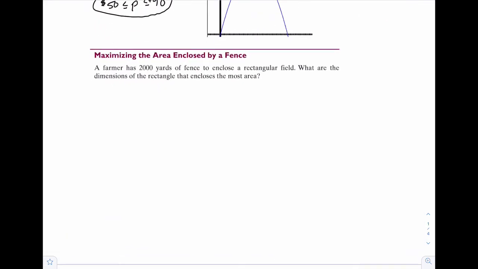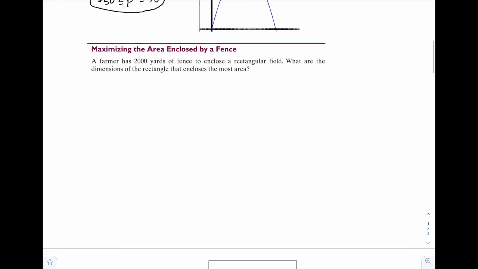A farmer has 2,000 yards of fence to enclose a rectangular field. So let's draw a rectangular field. We'll call this the width, length, width, length. What are the dimensions of the rectangle that encloses the most area? So highlight this most area. Again, if you ever see any wording like that, we've got to find the vertex every single time.